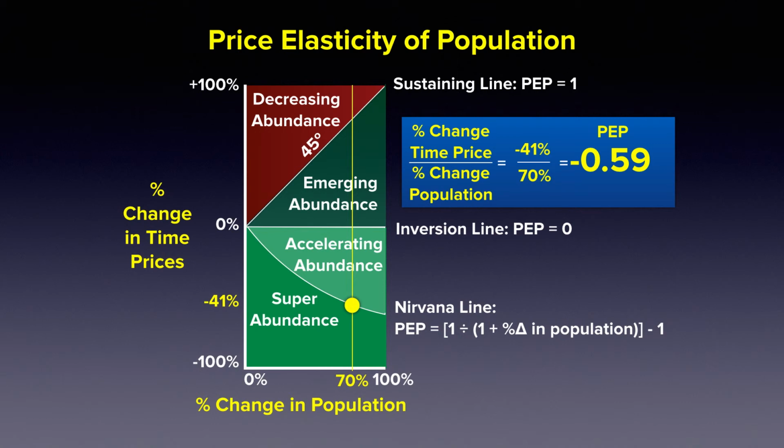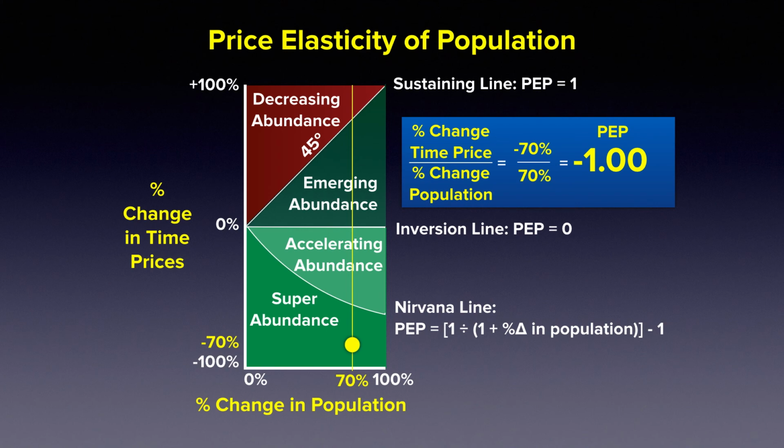Now, if we were to drop below this and prices were decreasing, let's say at 70%, while population was increasing at 70%, our equation would be a minus 1.0. We would actually be enjoying superabundance, where time prices are actually decreasing at a faster rate proportionally than population is increasing. So that is our framework that we use to interpret the price elasticity of population.